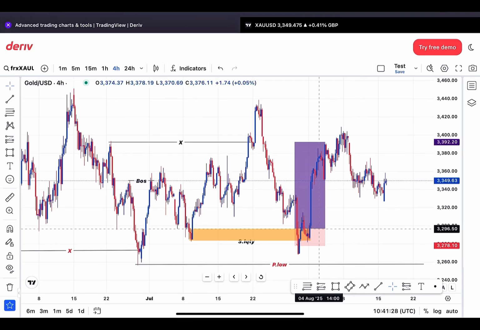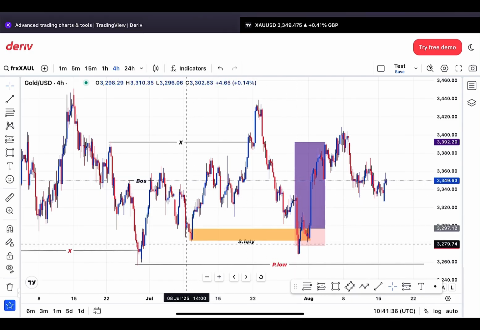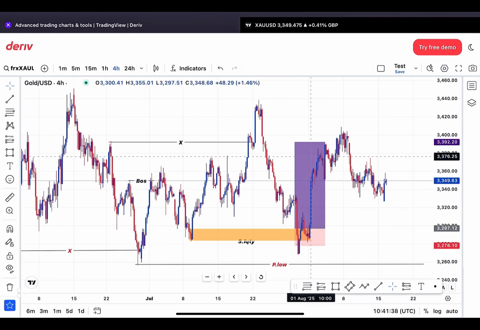Hoping the market will come and tap the order and move up that way. But as you can see what happened, like I told you, the market reversed back and took out this low and started doing what? Started going up.